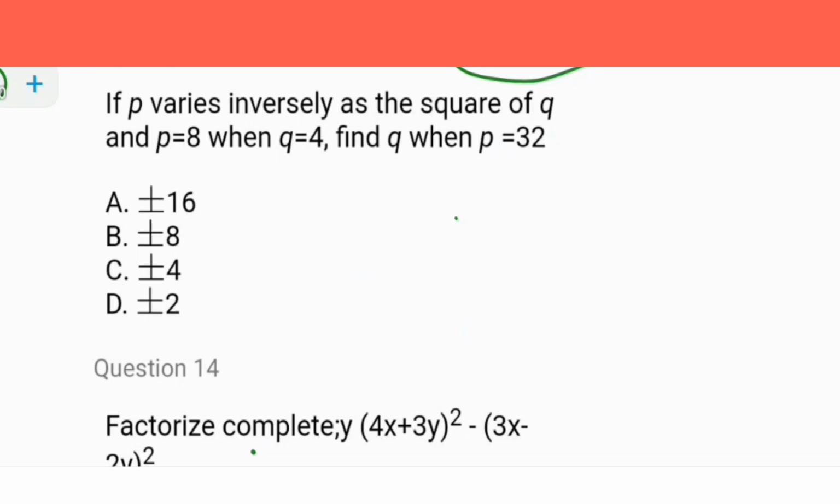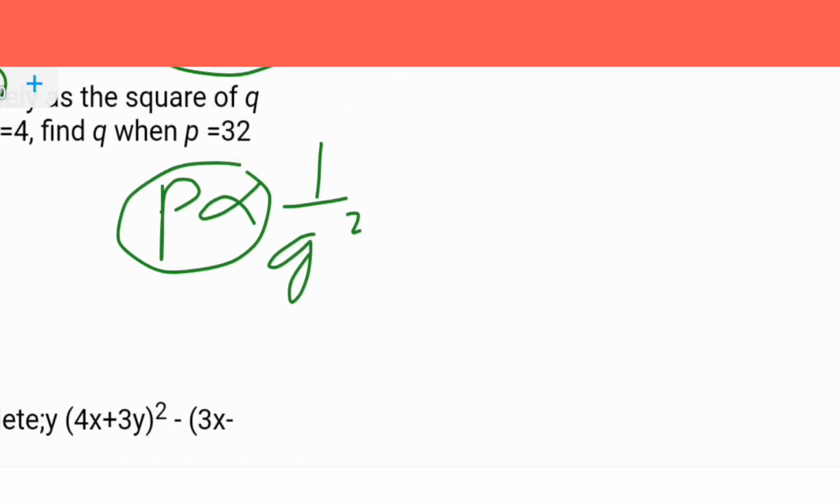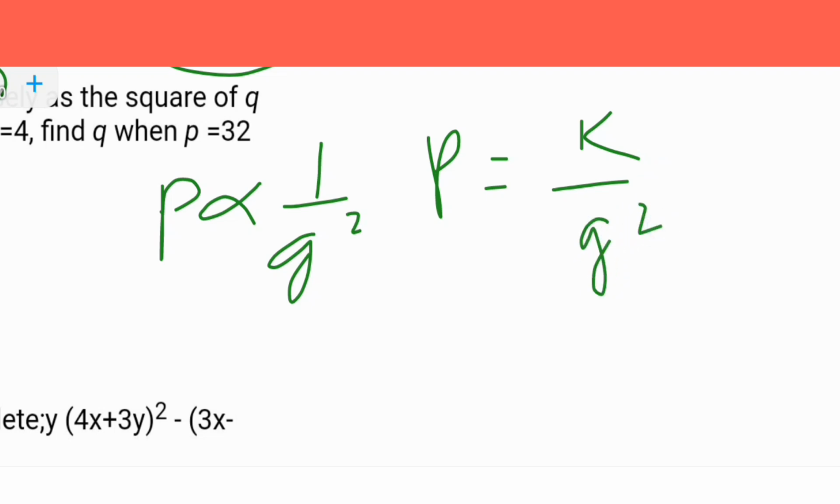So for the next one, we are told that P varies inversely as the square of Q and P is equals to 8 when Q is equals to 4, we have to find Q when P is 32. So the first line will be P varies inversely as the square of Q. That will be Q squared. It will look like this. Then the next thing, just remove this one, you put equals to K there. So you have P equals to K over Q squared.